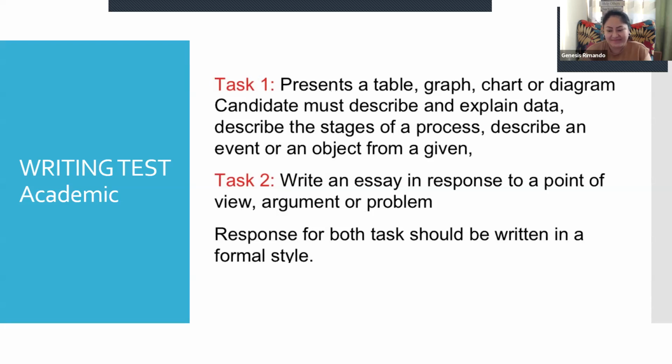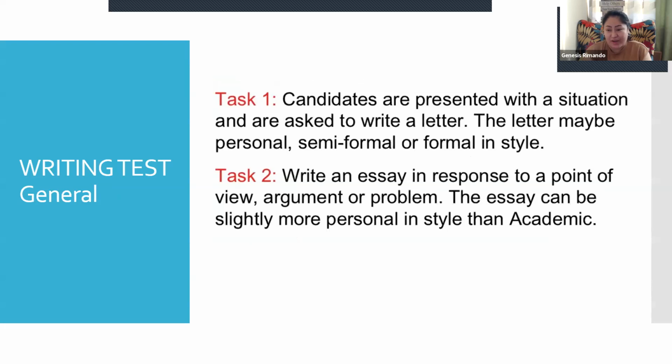So don't worry. It's easier if you know the types of questions, because there are different strategies on how to answer these types of questions.